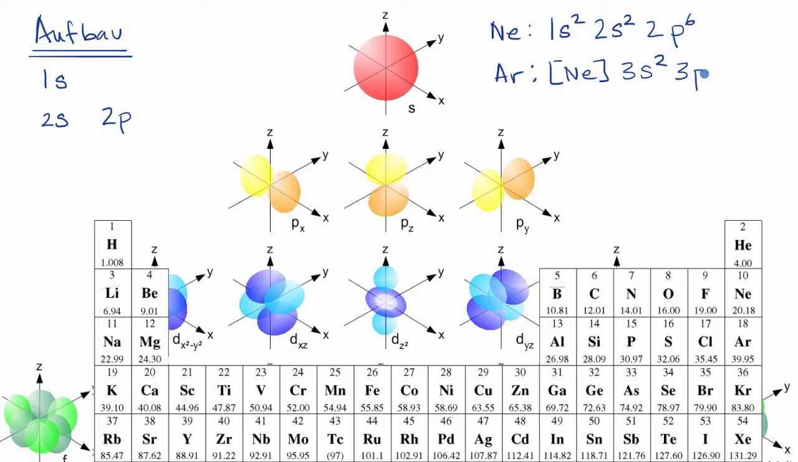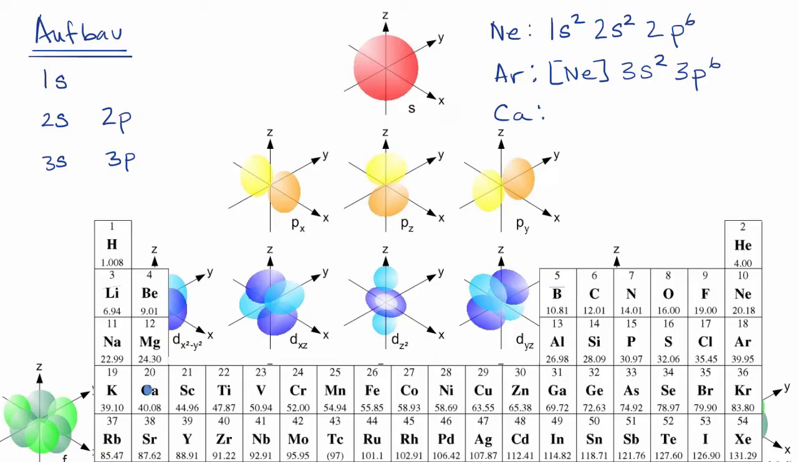3p6. So on this diagram over here, we went from 2s to 2p to fill up neon. And then as we went to argon, we go to 3s to 3p. Now, what would be the electron configuration of calcium? Pause the video and think about it.